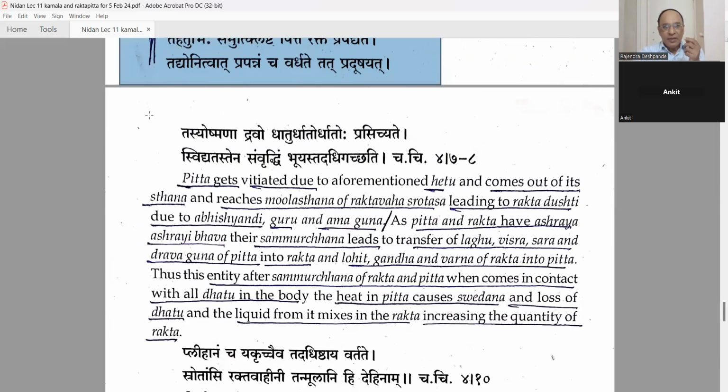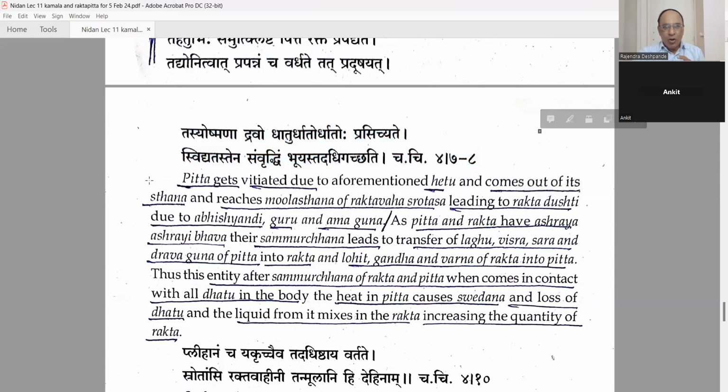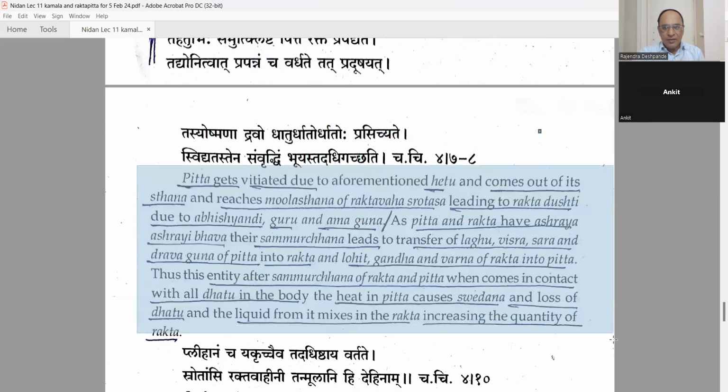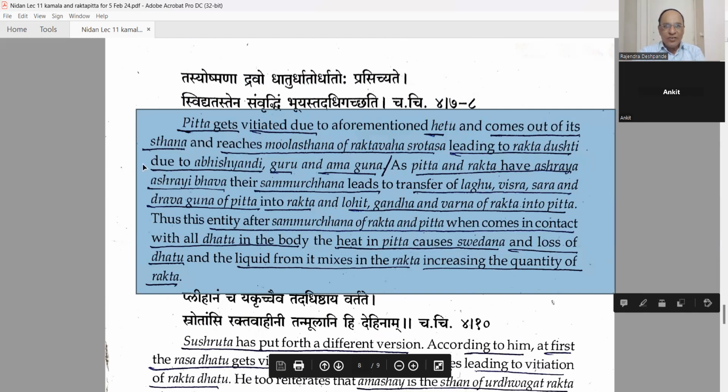So what is happening? Tasyoshmana Dravo Dhator Dhato Prasichyate Svidyatastena Samruddhi Bhuyastat Adigachati. If you remember, okay. Not remember, that is also okay. Don't take tension. Pitta gets vitiated due to the causes that we have already discussed. Madhyapan, spicy food, red meat comes out of its sthana, Pitta will come out and reach the Mula sthana of Raktavaha Srotas, that is liver, leading to the Raktadushti.